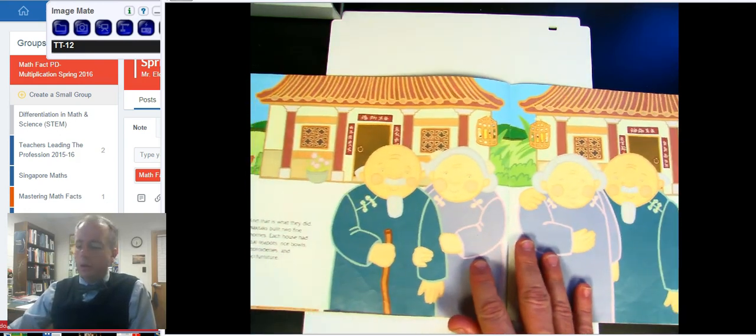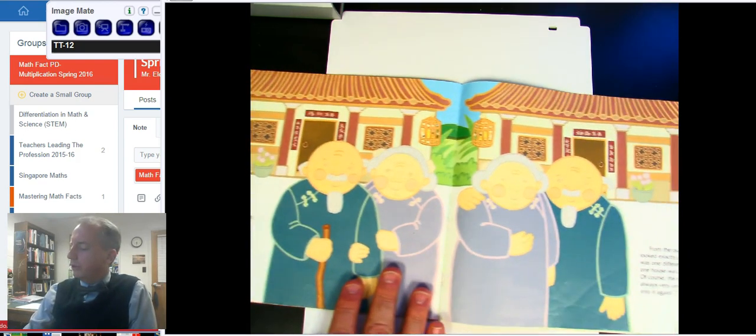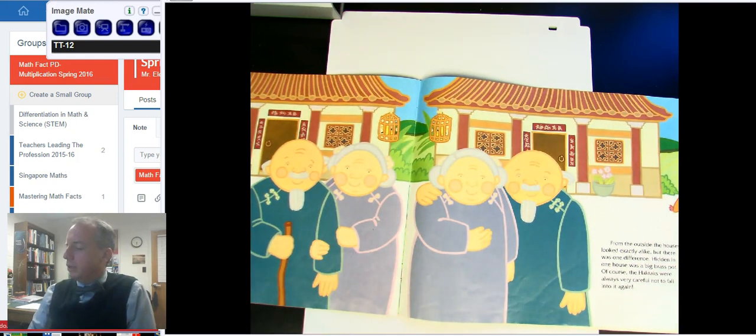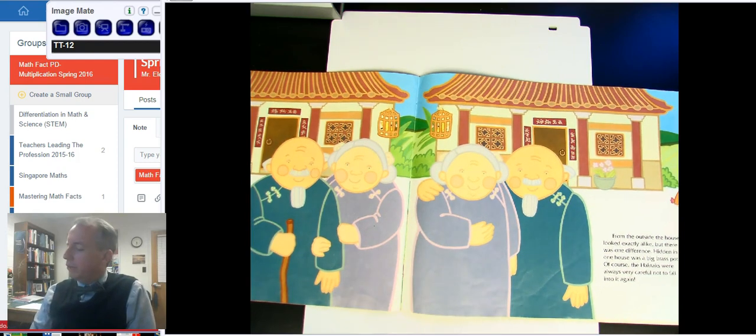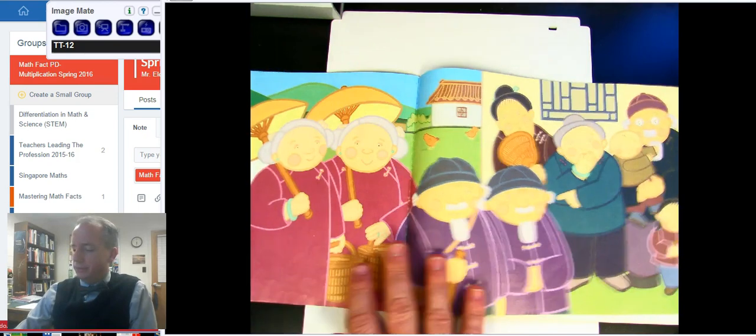And this is what they eventually did. The Hacktax built 2 fine new homes. Each home had identical teapots, rice bowls, silk embroideries, and bamboo furniture. From the outside, the houses looked exactly alike, but there was one difference. Hidden in the one house was a big brass pot. Of course, the Hacktax were always very careful not to fall into it again.